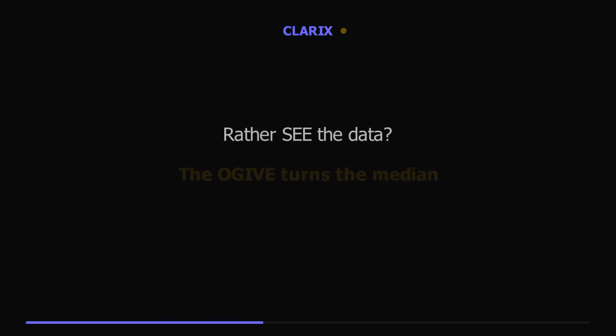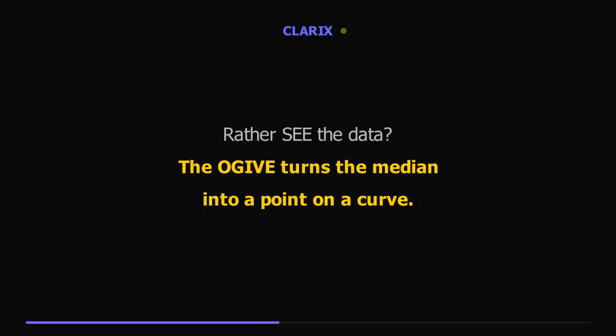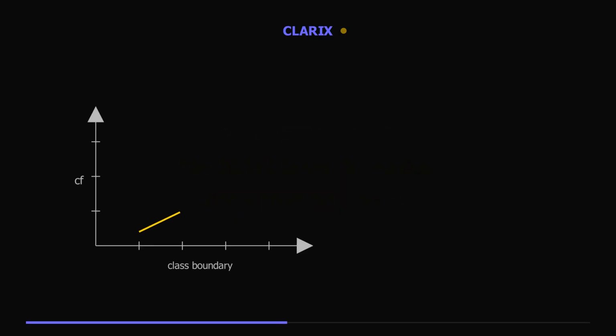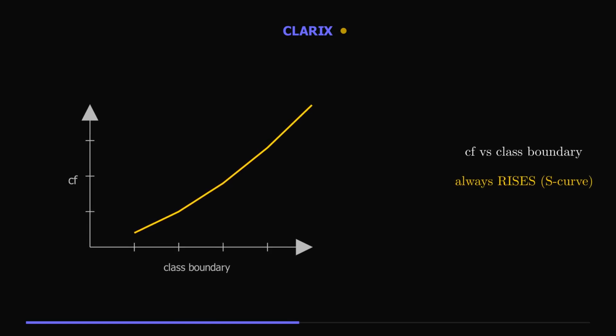Now, what if you'd rather see the data than crunch a table? That's where the ogive comes in, a graph of cumulative frequency that turns the median into something you can literally point to on a curve. An ogive is the smooth curve you get by plotting cumulative frequency against the class boundaries and joining the points. Because cumulative frequency only ever climbs, an ogive always rises from left to right, a gentle S-shaped curve. Its name even comes from that S-like architectural arch.